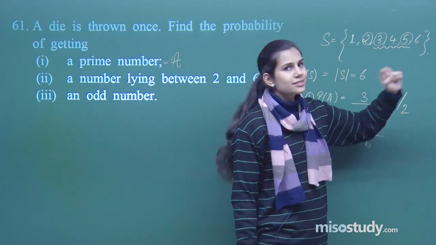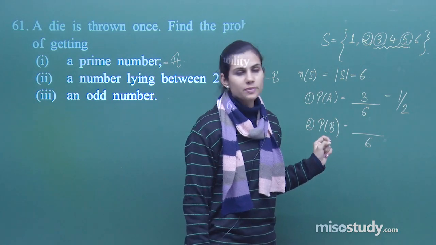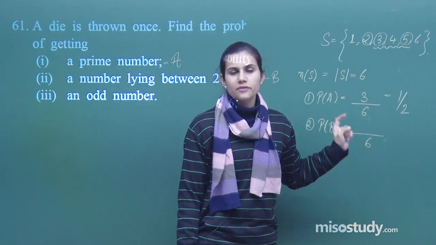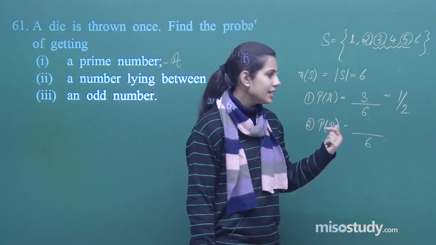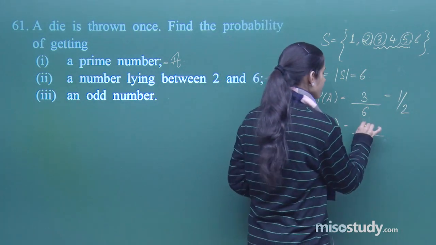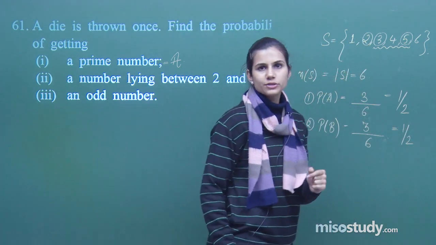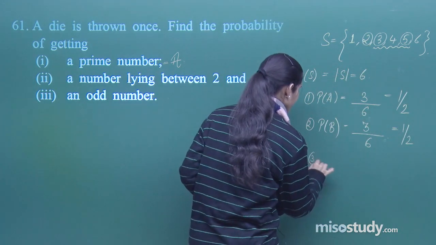So 1, 2 and 6 are not going to let my event B occur in any trial of the experiment, but 3, 4 and 5, if they come up as the outcome in any trial, in that trial event B will occur. So out of these 6 possible outcomes, 3 are favoring event B. So again, 1 by 2 is the probability of occurrence of event B.